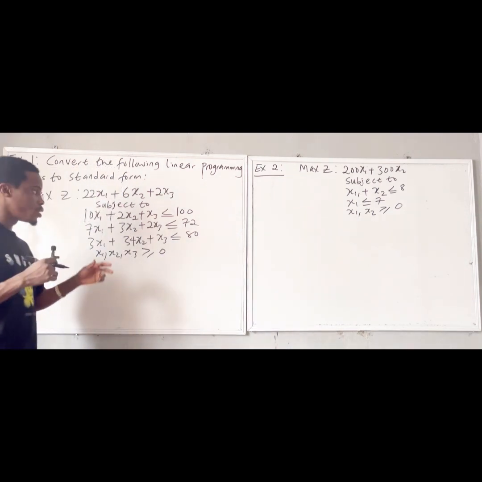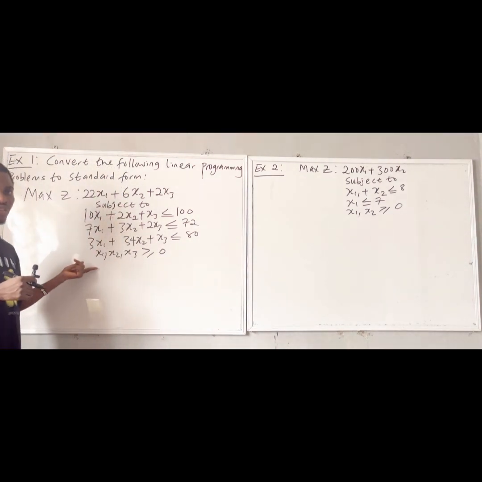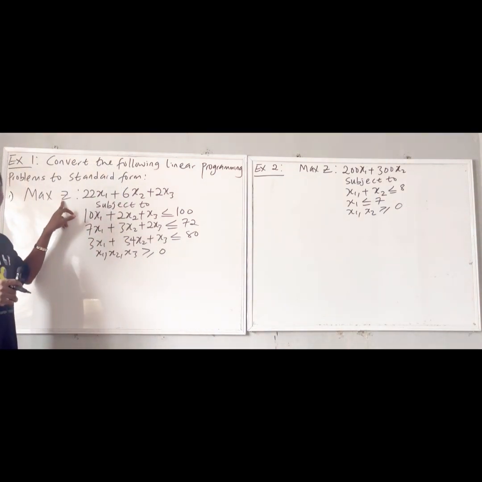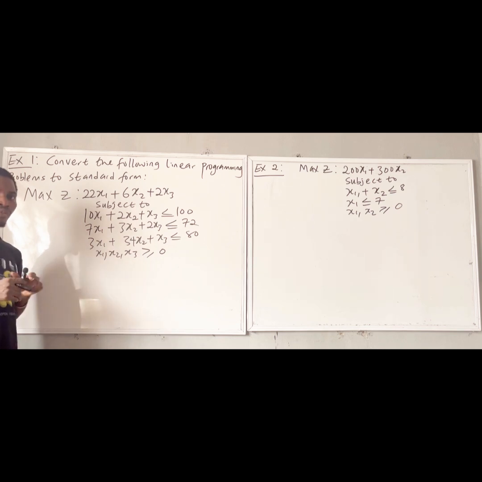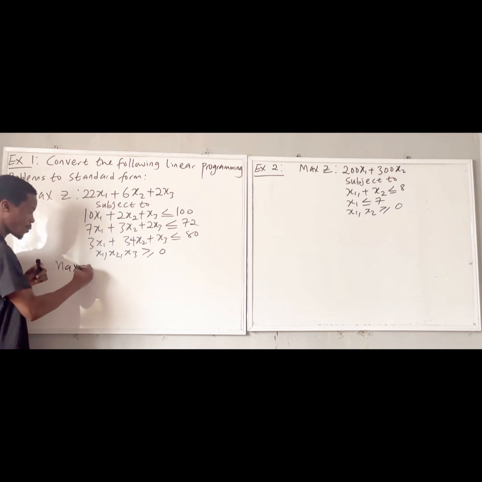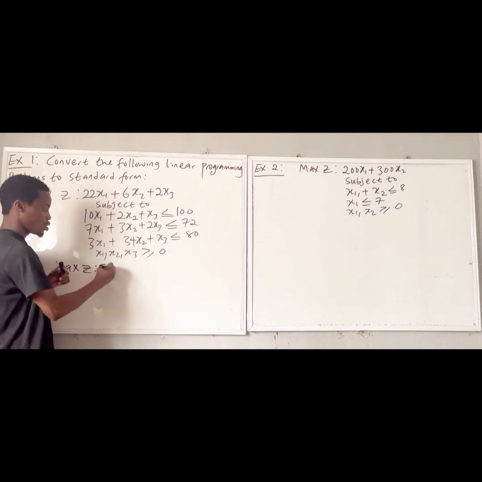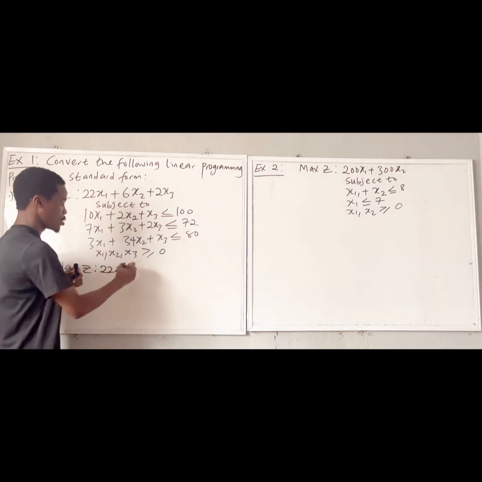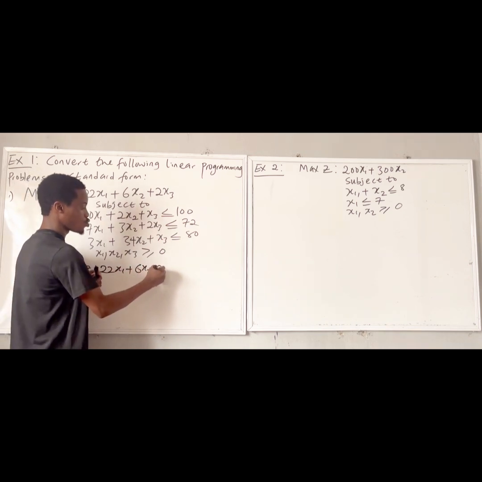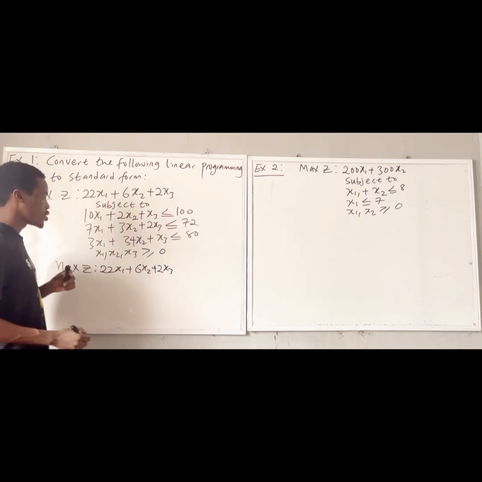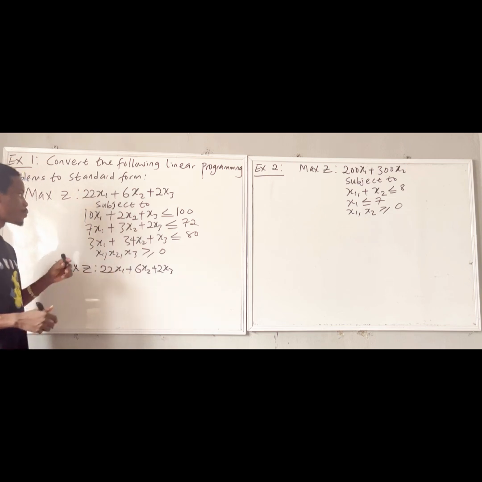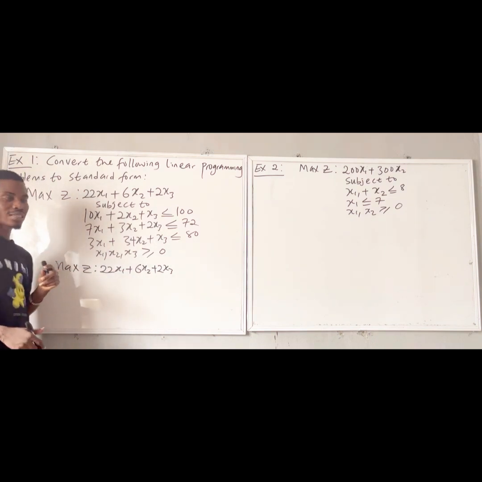We have been given an objective function and subject to the constraint. This is our objective function, that is, we are maximizing z subject to the constraint. This is the first constraint, second constraint, and third constraint. We have what? We have the slack variable to the objective function. So we are going to maximize z equals 22x1 plus 6x2 plus 2x3. The decision variables here are x1, x2, x3.